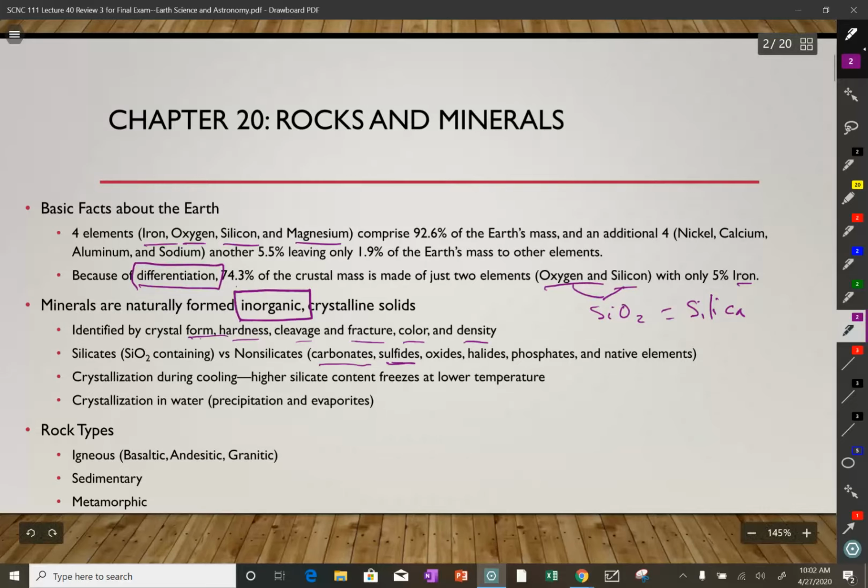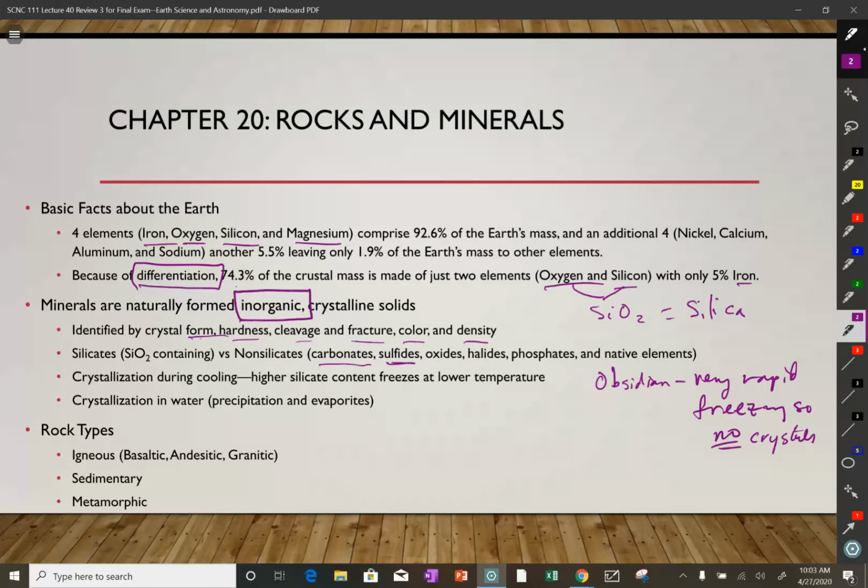When things cool, if they cool slowly, then the crystals will grow large. If they cool quickly, you don't have many crystals formed. So something that cools very quickly is obsidian. Very rapid freezing, so no crystals. Obsidian is glassy, it has no crystals. And something that is very slow to freeze is granite. So granite has fairly large crystals, different minerals, so you have different types of crystals.